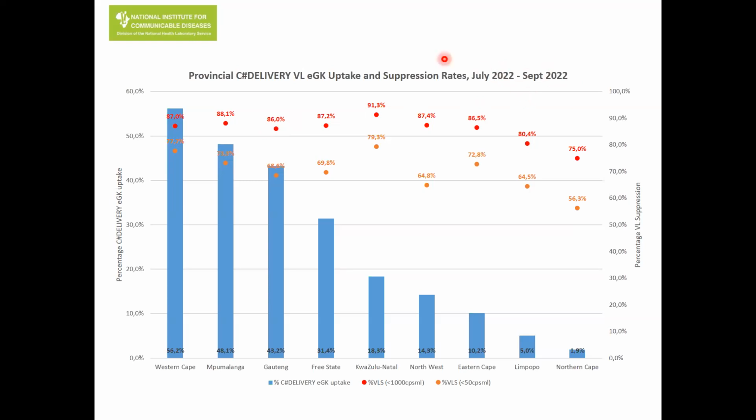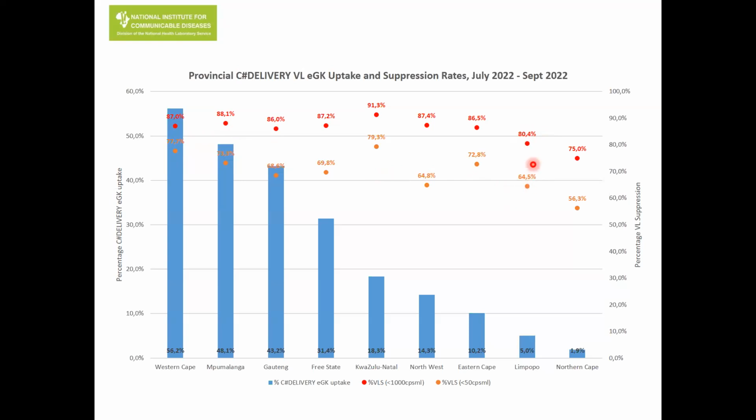So I'm saying that in the Western Cape, around 87% of patients at time of delivery had a viral load of less than 1,000, but only 77 or 78% have a viral load of less than 50. And then in Limpopo, it's only around 80% of maternal patients at time of delivery have a viral load of less than 1,000, and a lot more patients have low-level viremia with only 65%.